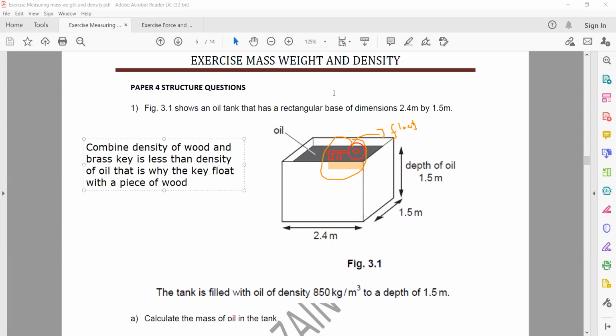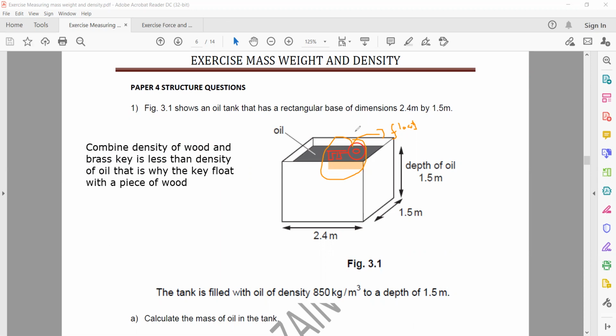The combined density, for example: if you are in a ship, why do you float, while you sink if you are not on the ship? That is the combined density. The combined density of the ship and you is less than the density of the water. That's why you float. So if you change the density, we can change the floating or sinking.